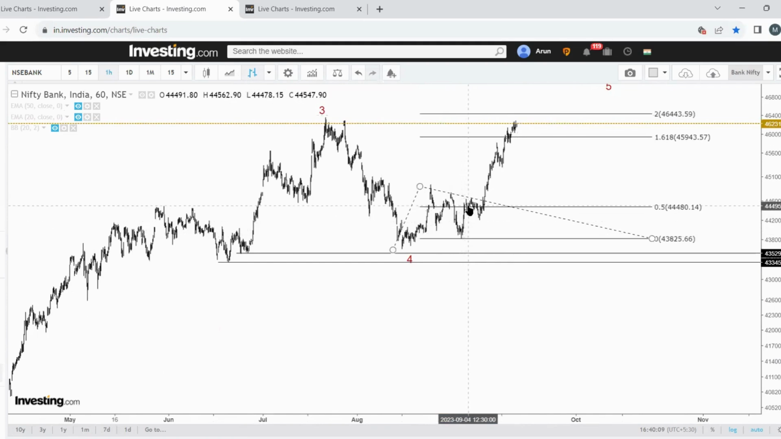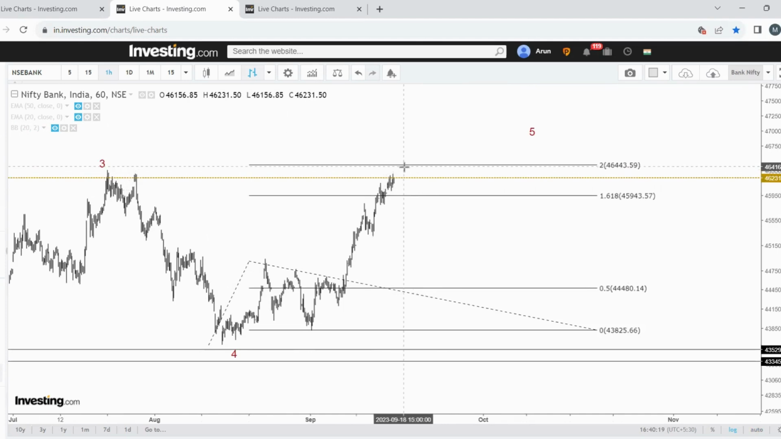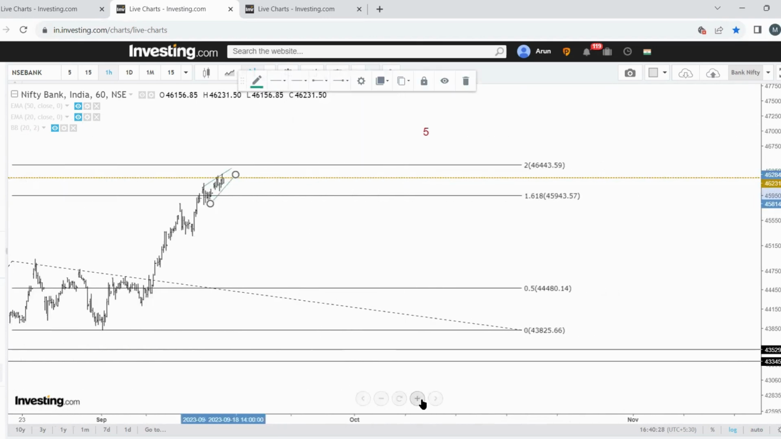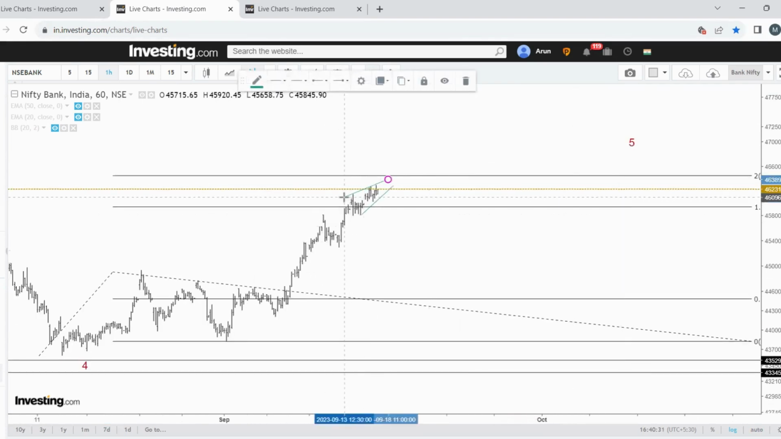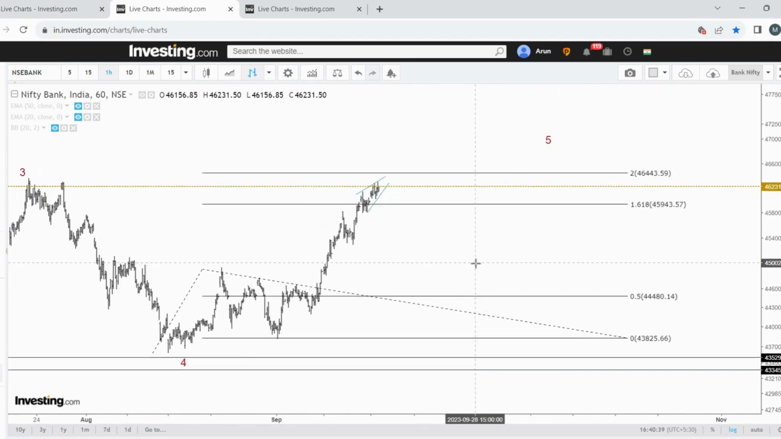Okay, even if we take 1, 2, third, fourth, A, B, C, D, E, one more high is possible, and the high can end at 46,440 levels, or has already ended at these levels. We need to watch. We are already in resistance. So probably next week and upcoming weeks can be a correction period for Nifty and Bank Nifty.